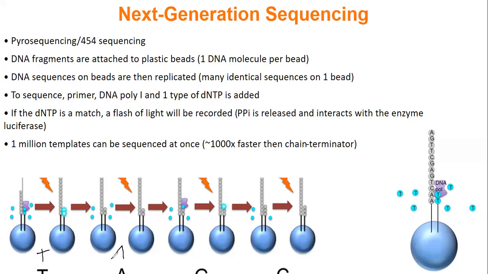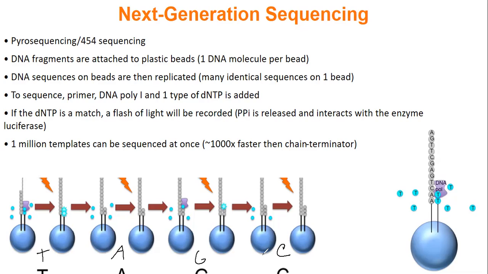And so we're going to go over 3 different methods here. The first method is called pyrosequencing, also called 454. And what you do is that you take an organism's DNA and you break it into pieces. So you take DNA and expose it to restriction endonucleases to break it apart.